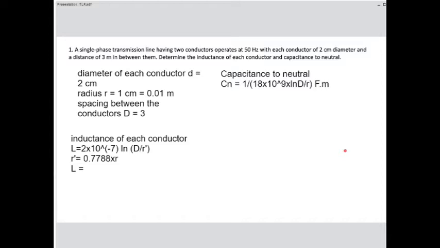So the unit is farad per meter. What's the value? We know D, we know r. We can calculate farad per meter. 1 over 18 times 10 to the power 9 times log D over r. All these things are in the denominator. 1 is at the numerator. Everything else is at the denominator.